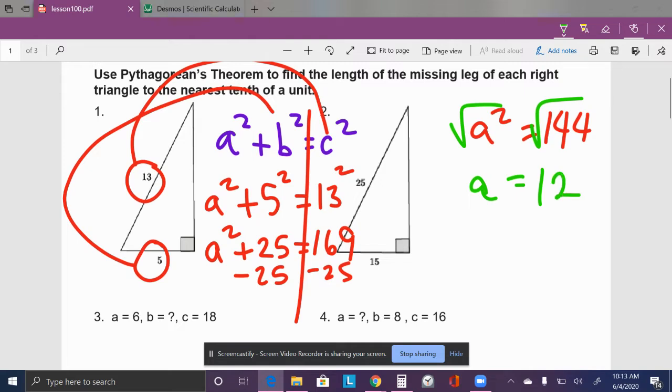Okay, if you need the calculator to help you with your square roots, you can. Okay, so that means this side is 12. And 12 squared plus 5 squared is equal to 13 squared. All right. So just plugging in for different letters into the Pythagorean theorem. All right, and there's our answer.